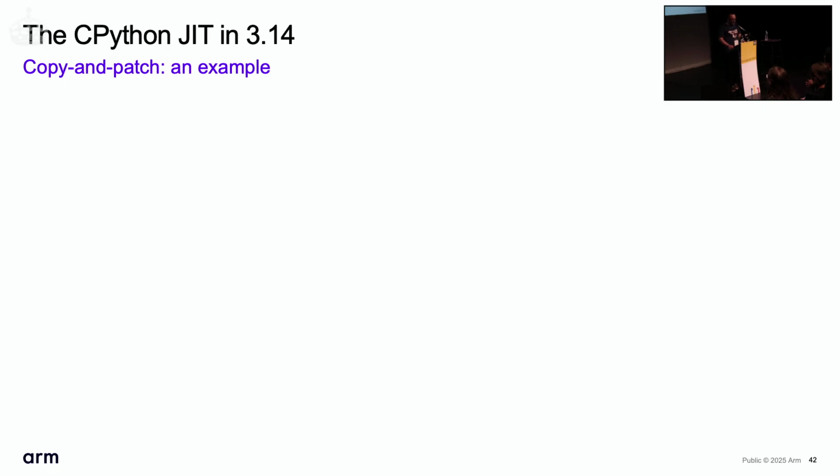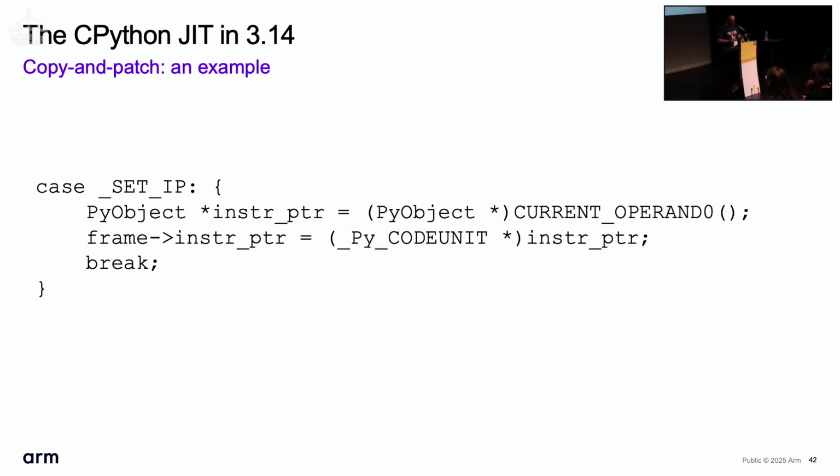Now, with the next set of slides, I want to explain how a template is generated from a micro-op implementation at build time and how the patching works at runtime. By build time, I mean when we compile CPython. And by runtime, I mean when we run our Python application.